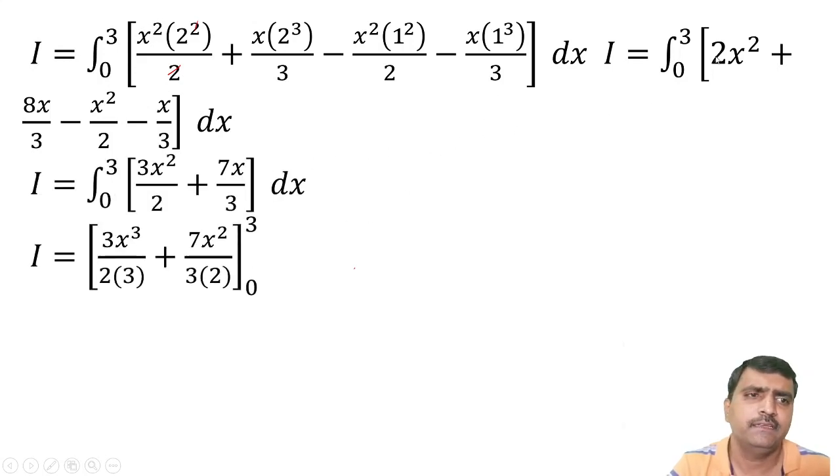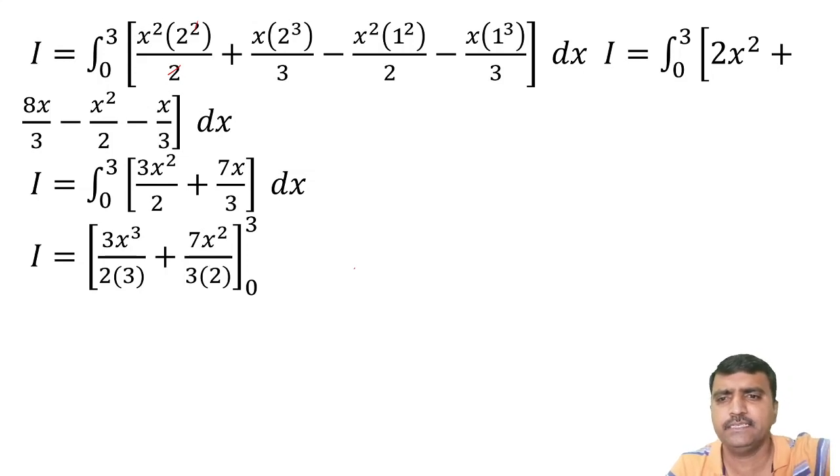Finally, if you simplify this again, 2x square minus x square by 2 gives 3x square by 2, and 8x by 3 minus x by 3 is 7x by 3. Again, you integrate this with respect to x. Integrating, 3 into integration of x square is x cube by 3, and 2 is there, you write that 2 as it is. 7 into integration of x is x square by 2, and 3 is there. Here we can cancel this 3 and this 3. Okay, so then what is remaining?